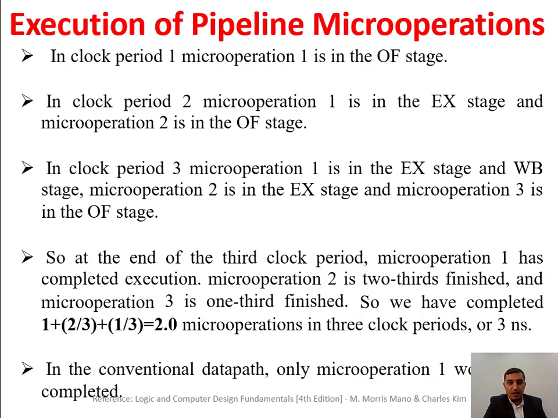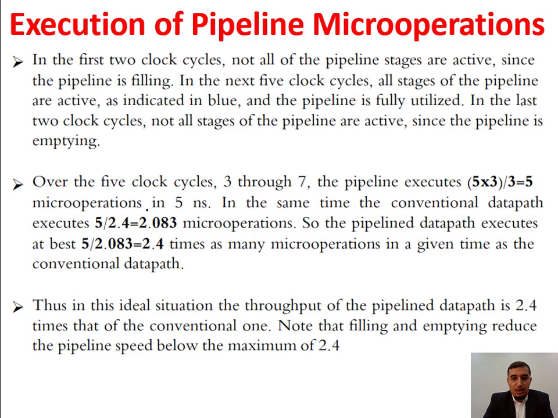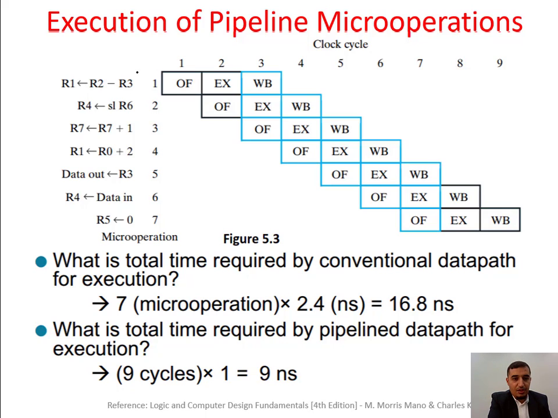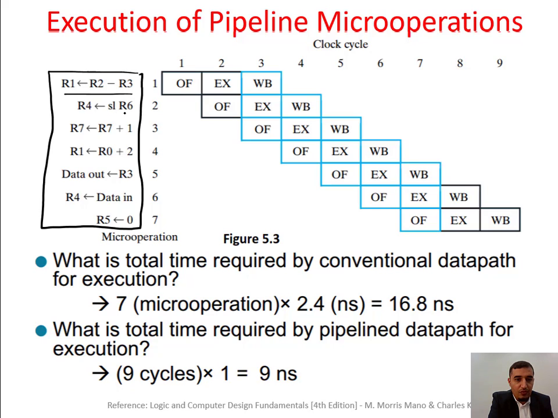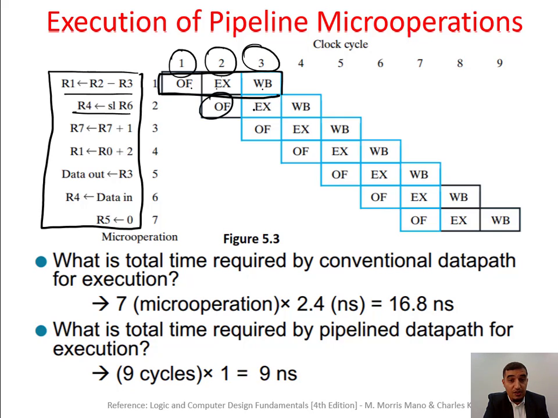Now executing micro operations, as you can see over here, if we have instructions and we want to execute them, the instruction, regardless of what it is, will need 3 cycles: operand fetch, execute, and write back. In the first cycle we operand fetch, in the second cycle we execute, in the third cycle we write back. Now instruction number 2: in the second cycle we operand fetch, in the third cycle we execute, in the fourth cycle we write back, and so on.